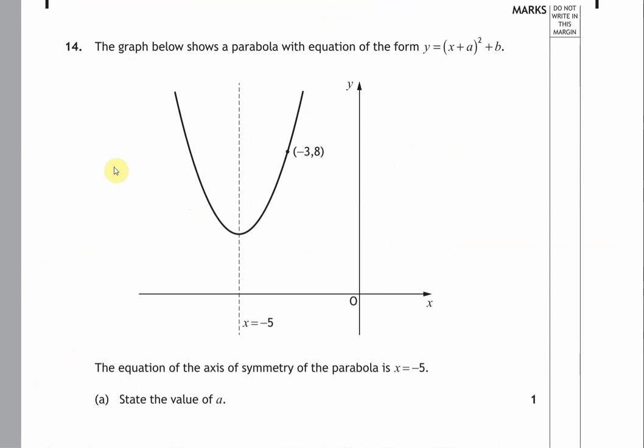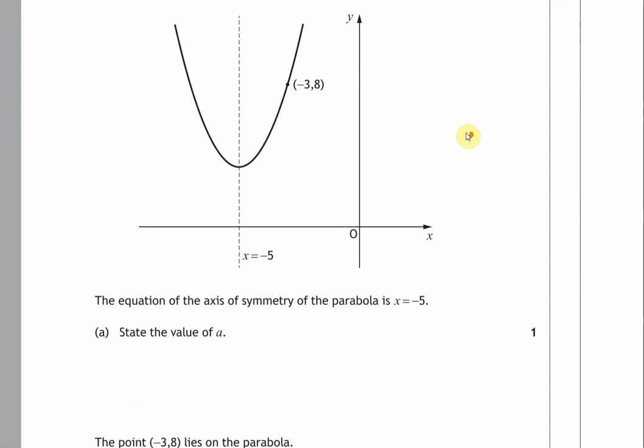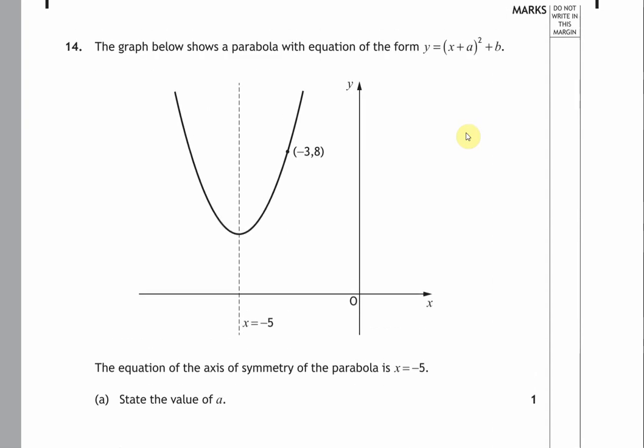Now question 14 is we have a graph that shows a parabola with the equation of y equals (x plus a) squared plus b. Now this is in the completed the square form, so this makes it a lot easier to read off the answers. So here all we have to do is state the value of a.